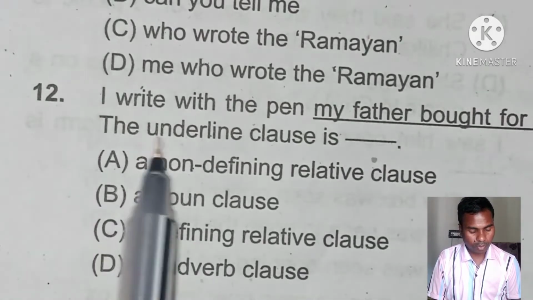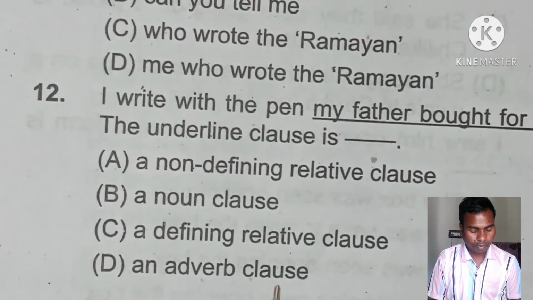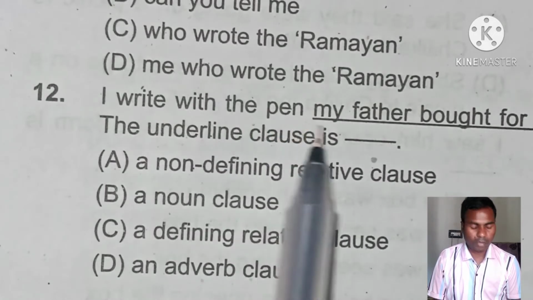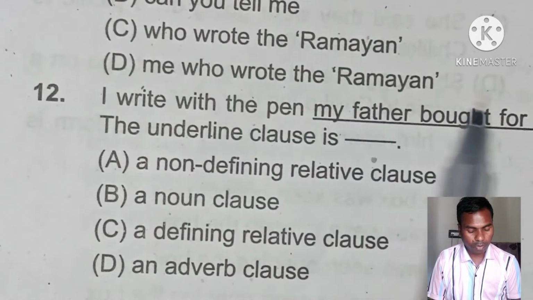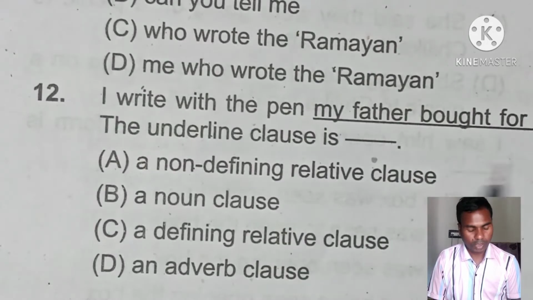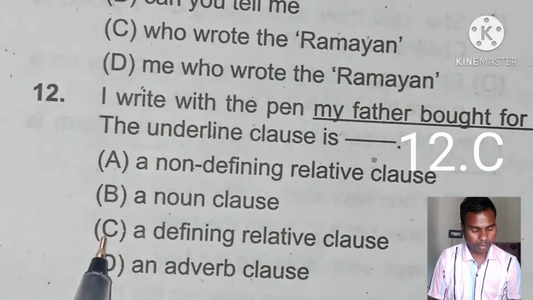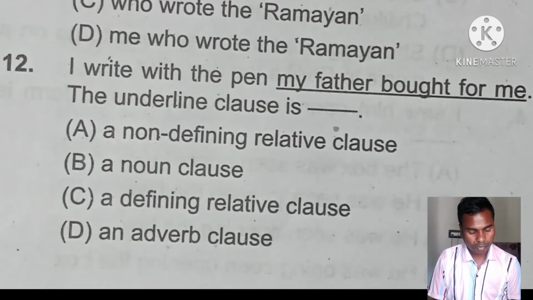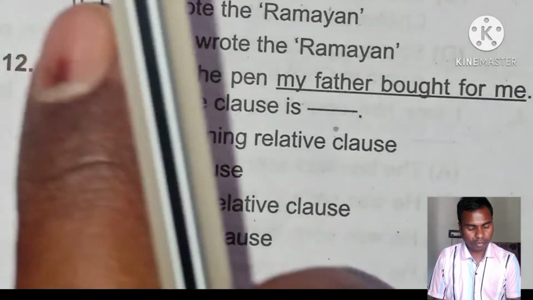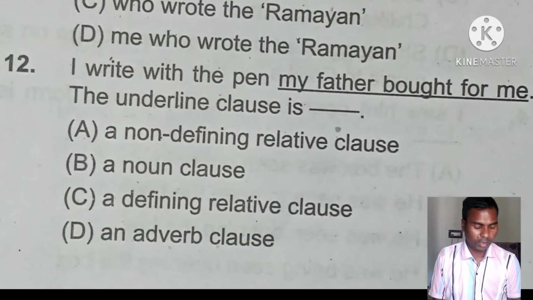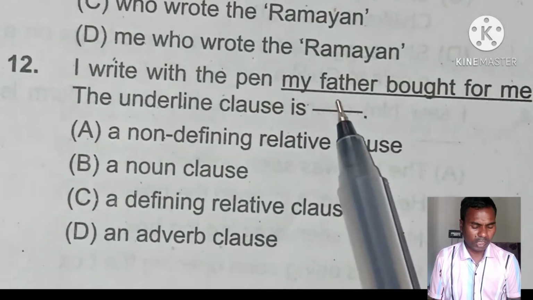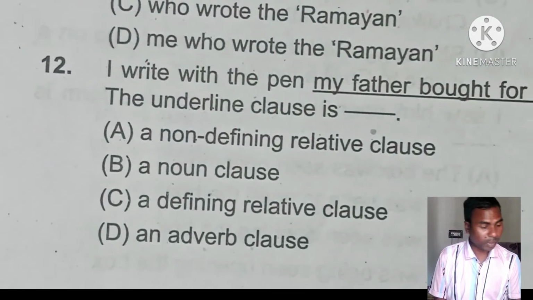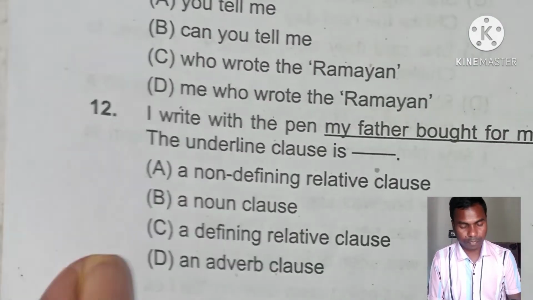See, we don't need to say anything else. Is it an adverb clause? I write with the pen. Then after that you have to use what? A noun. Therefore, see, it is a defining clause. It is also not a noun clause, because it is a relative clause. Okay, relative clause. So number 12, you have the C answer.